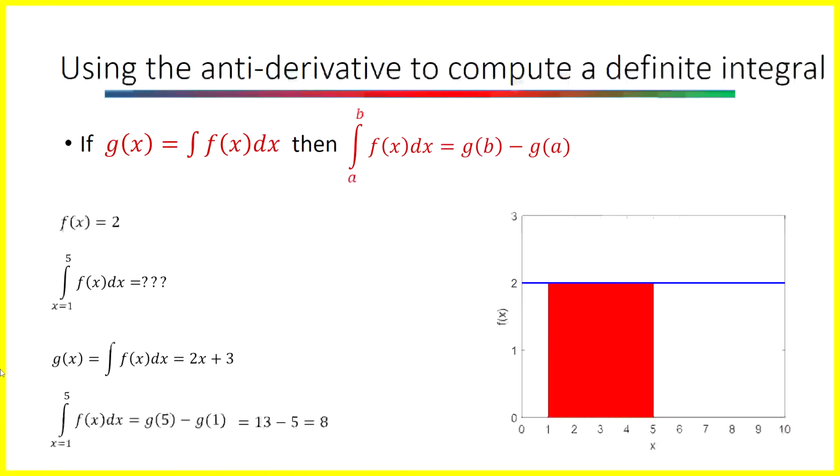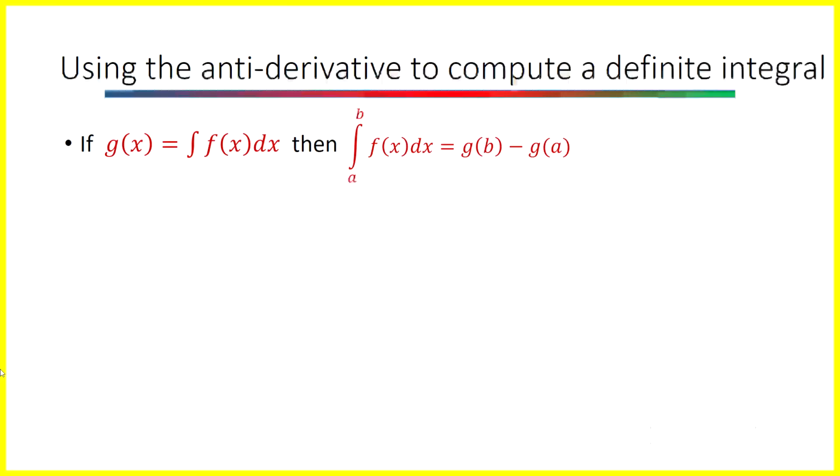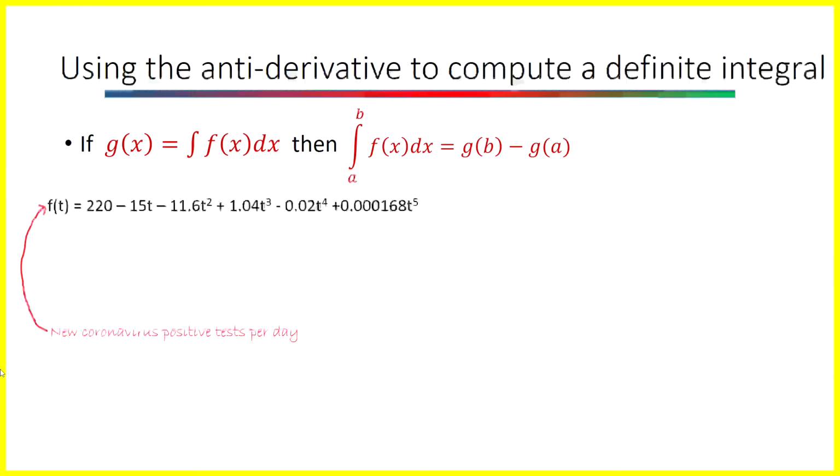Now let's work on a problem that is a bit more important. Let's pull up the equation that we wrote at the beginning of the lecture to estimate the number of new coronavirus cases each day. f of t equals 220 minus 15t minus 11.6 t squared plus 1.04 t cubed minus 0.02 t to the fourth plus 0.000168 t to the fifth. This equation estimates the number of people diagnosed worldwide with the coronavirus each day as a function of time, t, where time is the number of days that have passed since the beginning of the year.